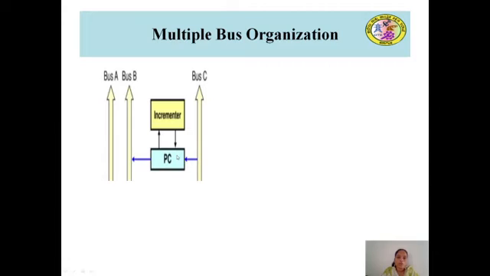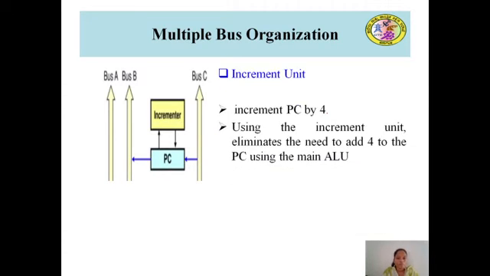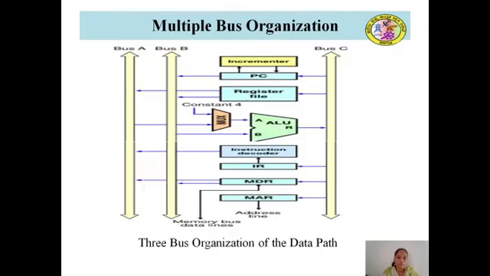In order to avoid using the ALU to increment the content of the PC by 4 every time, it makes use of a special module called an incrementer. This incrementer helps to increment the content of the PC by 4. Using the incrementer unit, it eliminates the need to add 4 to the content of the PC using the main ALU. So this is the overall architecture of the multiple bus organization.